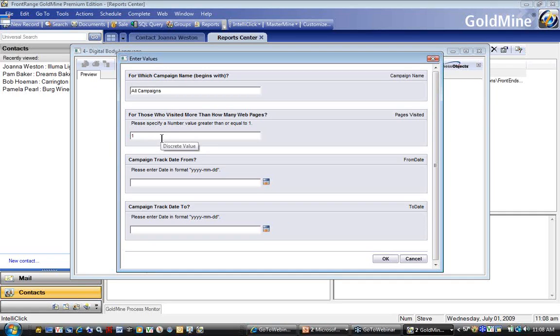This particular report is going to measure how much activity someone has had on your website, how much time they've spent on your website as part of tracking their response to campaigns. I'm going to quickly go ahead and look for only people that had over 5 visits to any one of our campaigns.